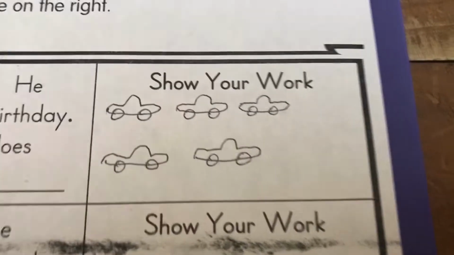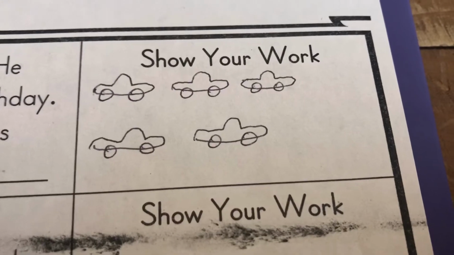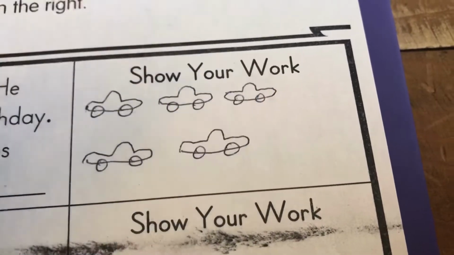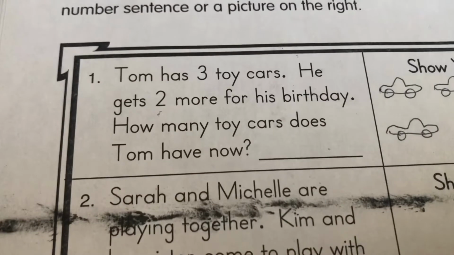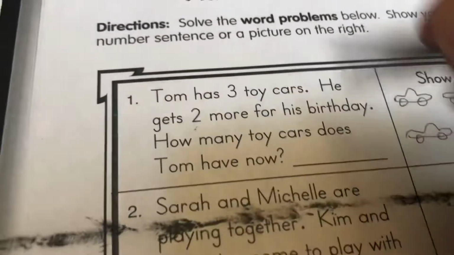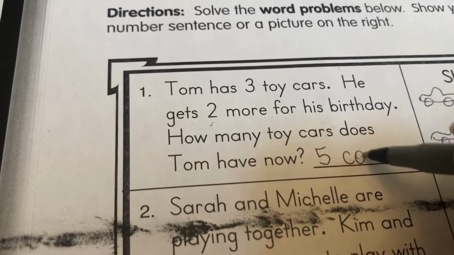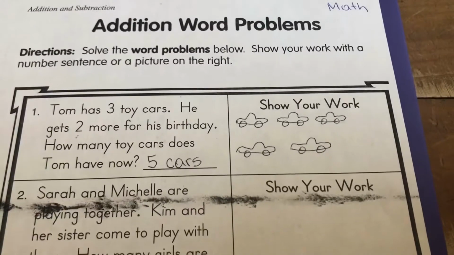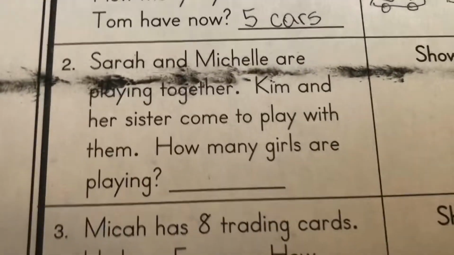So we are going to count our cars all together in our word problem. So let's count our cars. 1, 2, 3, 4, 5. So how many cars does Tom have now? 5. So we are going to write 5, and I'm going to go ahead and write cars. All right, good job on number 1. Let's move on to number 2.